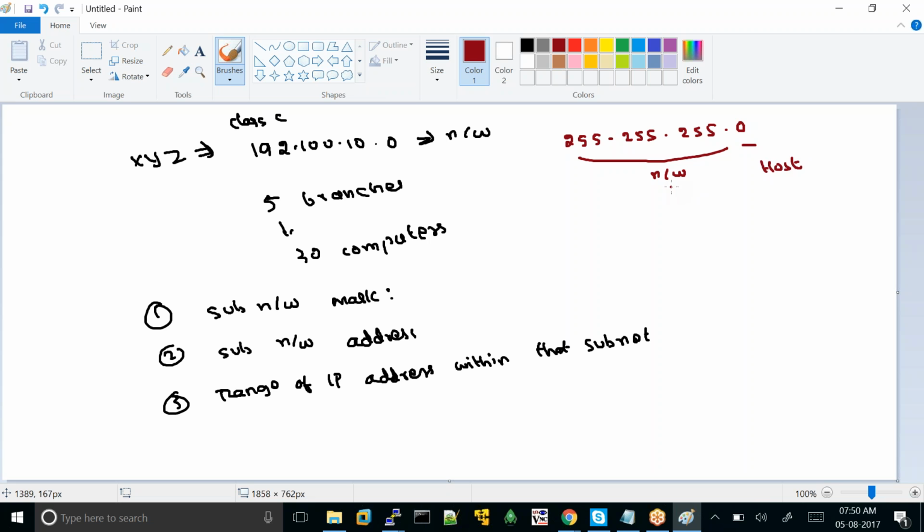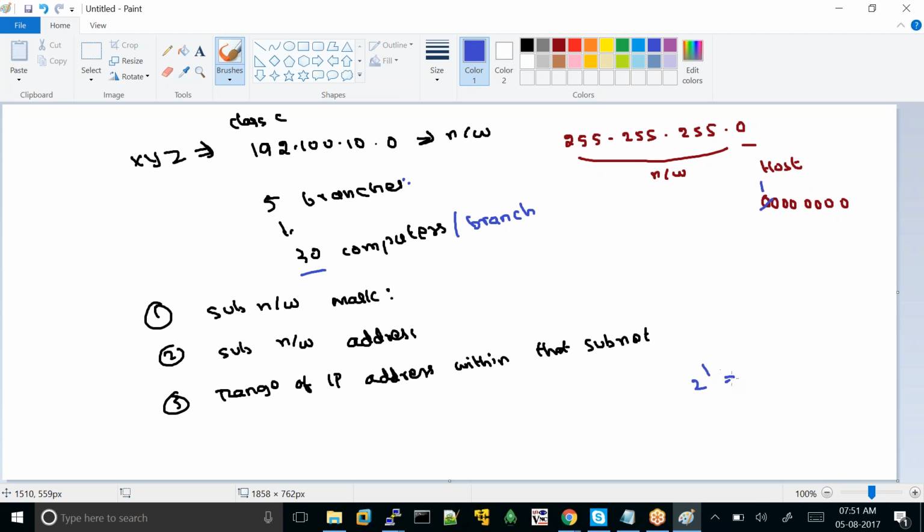Okay, if you want to divide this network into smaller networks, you want to borrow some bits. You have host bits, 8 zeros. You want to borrow some bits from the host, and make a mapping: if you borrow 1 bit, how many computers can be accommodated. Similarly, you take a second bit, third bit, according to your number of computers in that subnet. Here the requirement is 5 branches with a maximum of 30 computers per branch.